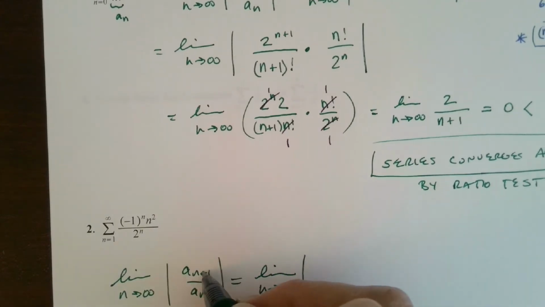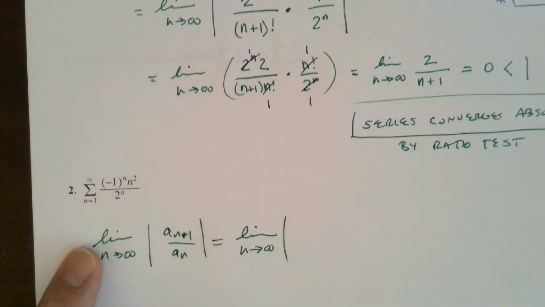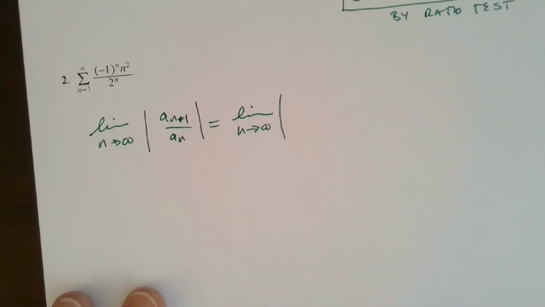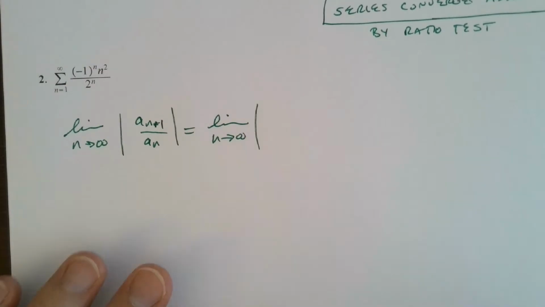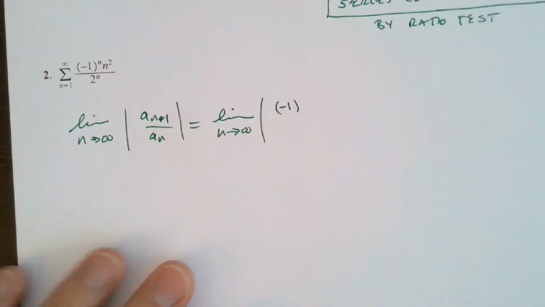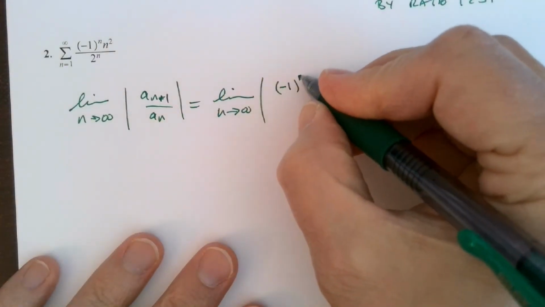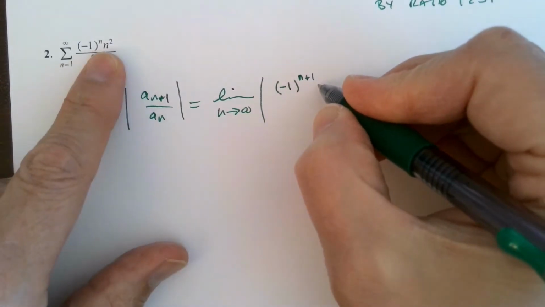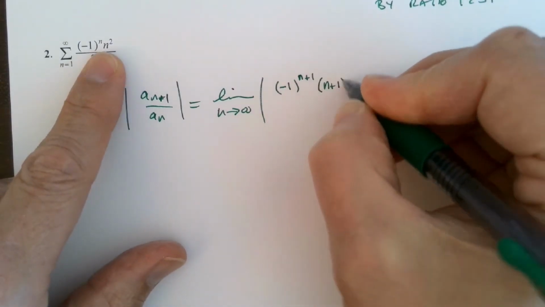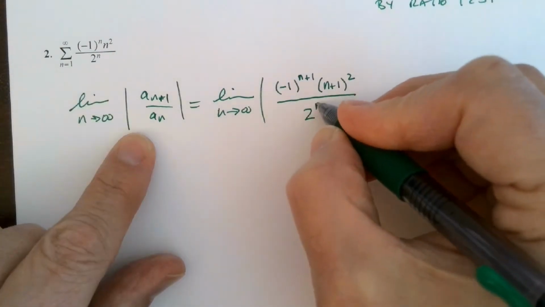So remember how I look at that? A sub n plus 1. What's that? Replace n with n plus 1. Slide this down here a little bit. Okay, so replace n with n plus 1. So I have -1 to the n plus 1. And n, be careful, becomes n plus 1 quantity squared there. And 2 to the n plus 1.